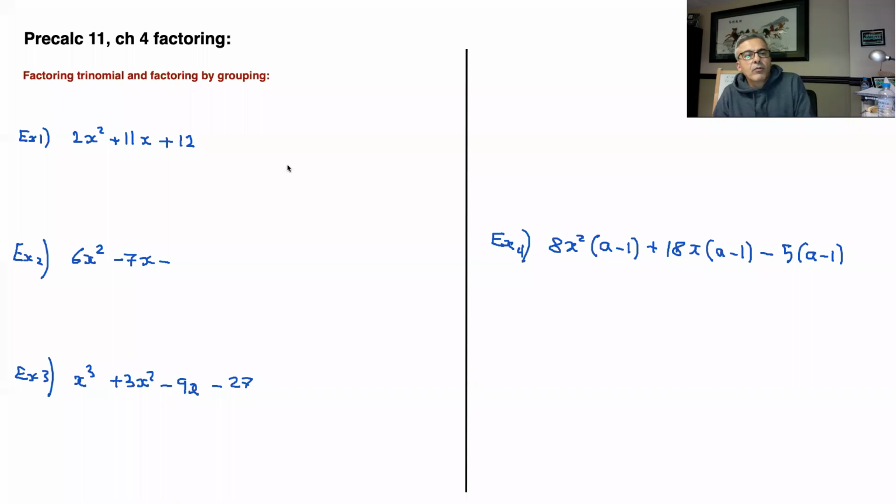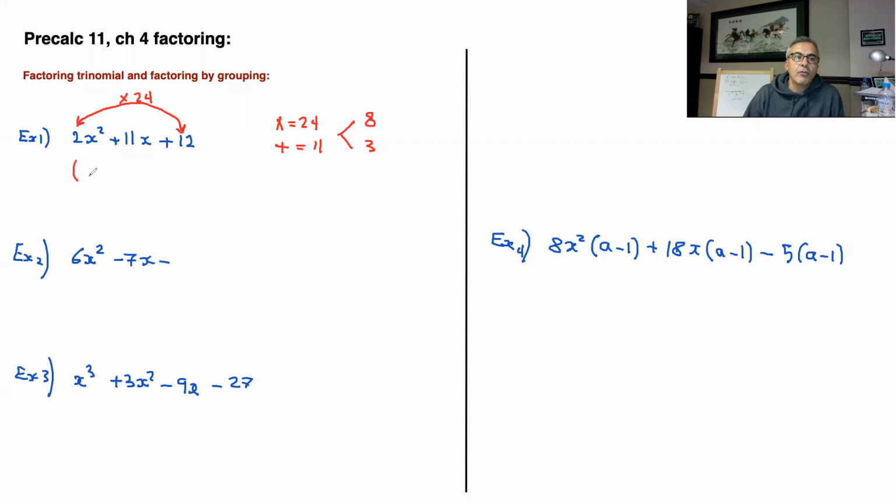Chapter 4, continue factoring. So here we have a leading coefficient that we cannot factor out, so we have to use a different method. We have to multiply these two numbers here, and they give us 24. So we look for two numbers that multiply to give us 24 and add to give us 11. The two numbers are 8 and 3.